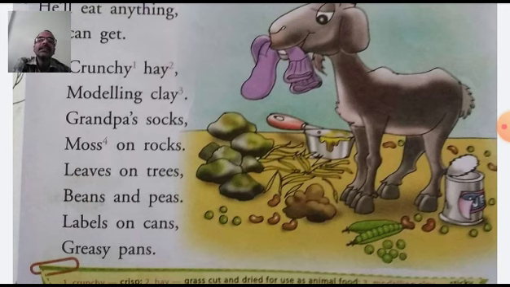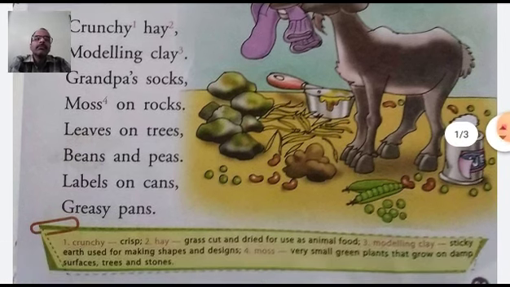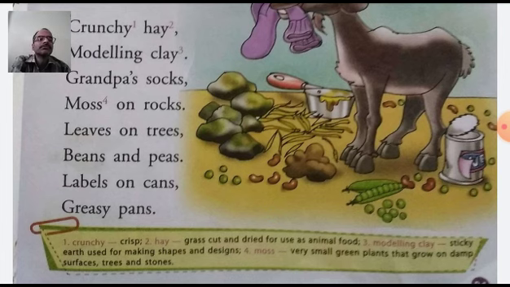Okay. Next, what else does it eat? It eats beans and peas. You can see there in the picture. Beans, it's a vegetable, right? You all know that. Beans and peas both are vegetables. So this goat eats even a few vegetables also, which is okay. But the next item is not okay. You can see there. Labels on cans.